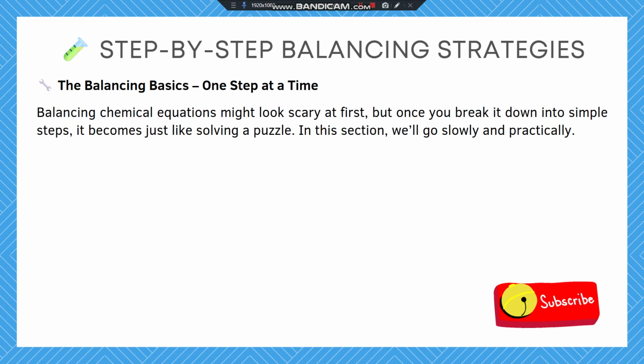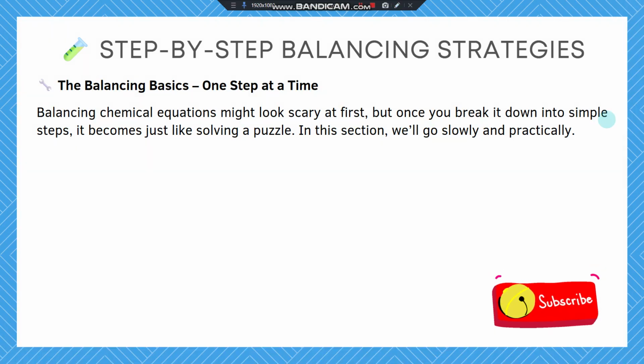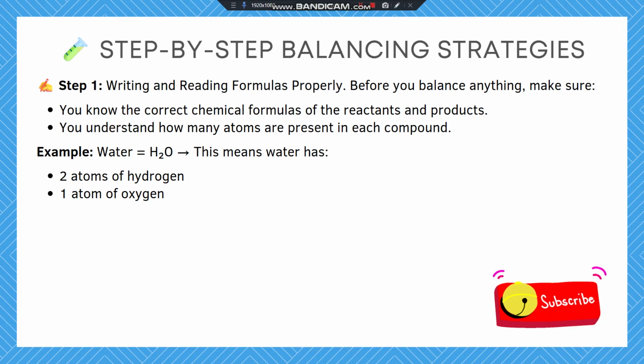So let's start with the basics, one step at a time. Balancing chemical equations at first can look scary because it's just like learning to ride a bicycle. At the first instance, you're tempted to look at the pedal while you're trying to move forward. You fall, you rise, you fall, you rise. But once you can break it down into simple steps, it becomes like solving a puzzle. So we're going to be taking those steps one after the other until you become a pro at the art of balancing chemical equations. Let's see each and every one of them step by step.